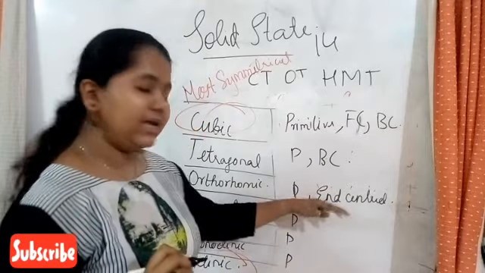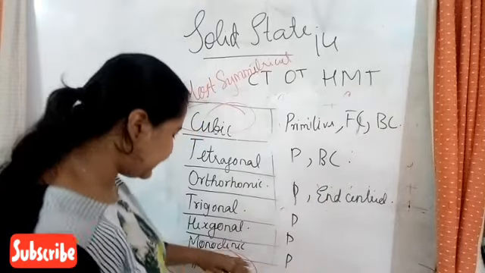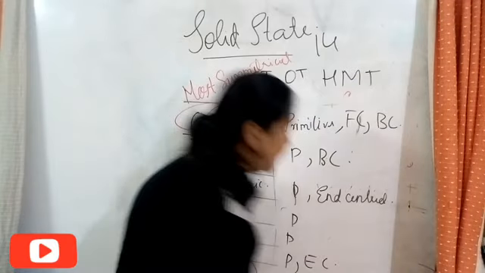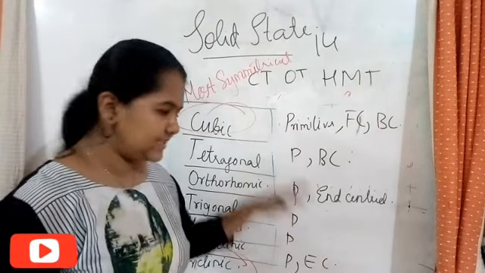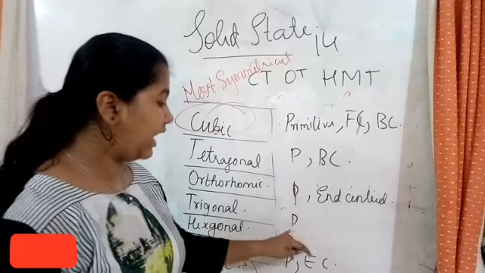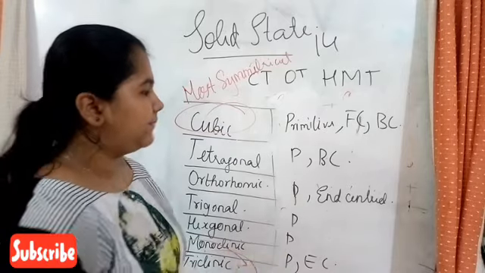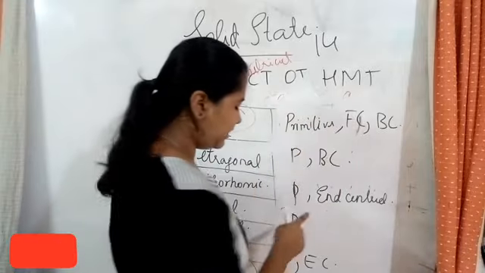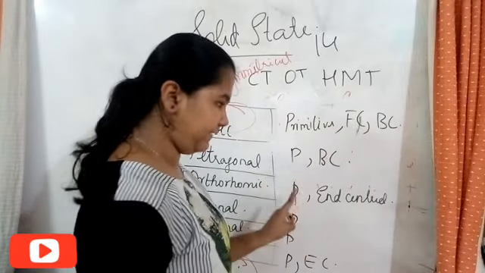Okay? And the rest of them, except monoclinic. Monoclinic also can be end-centered. All the rest can have only primitive. See, now let's count. One face-centered. Now there's only one face-centered.